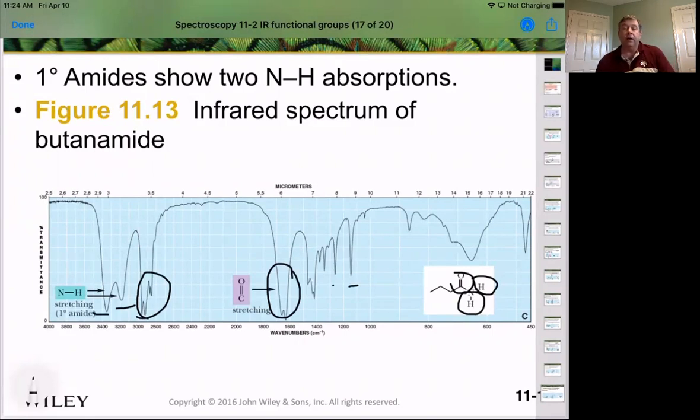So now we've gone through IR spectroscopy and looked at functional group transformation by watching peaks grow in and peaks leave as we convert from one functional group to the next.